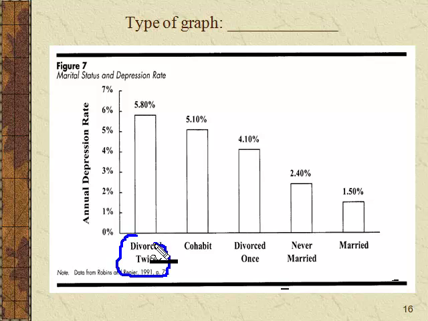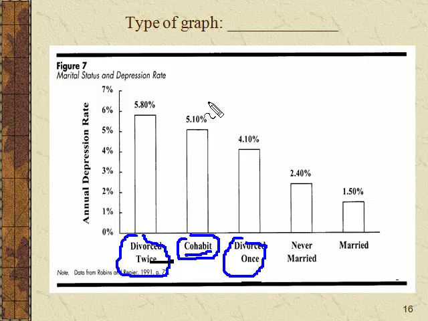So, for example, divorced twice versus cohabitation versus divorced once, etc. And so, one thing that's interesting to see here is, though married people might report the lowest level of depression, never married people are pretty close. So, in other words, you might think about never married as being better off than those that have tried and it not worked out.